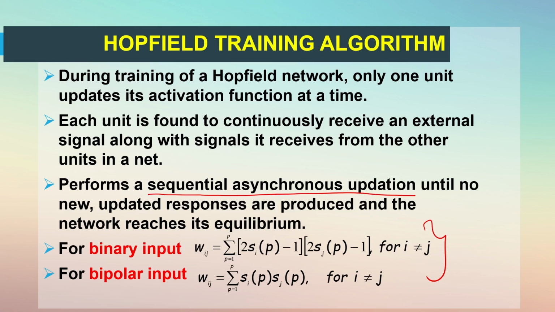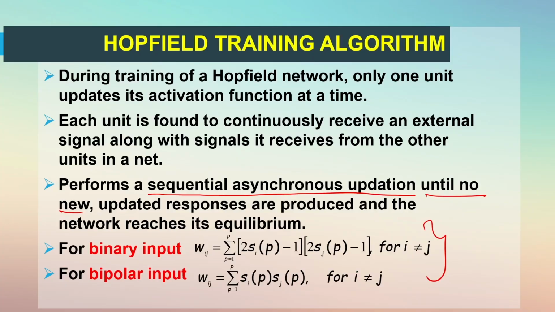It performs a sequential asynchronous updation if and only if no new inputs are available, the updated responses are produced, and the network reaches equilibrium. Wherever the updation is carried out, the updated responses keep on being overwritten on the previous pattern, and at one point of time you may find that there is no more data available to send from x to y and y to x. At that stage the equilibrium stage is reached, and you have to stop.